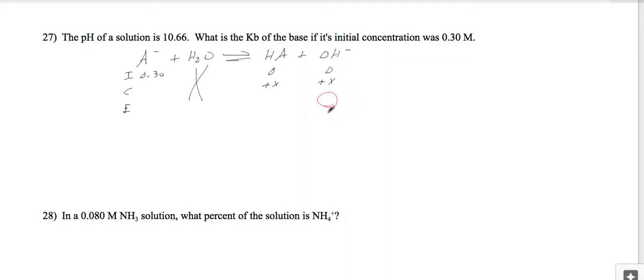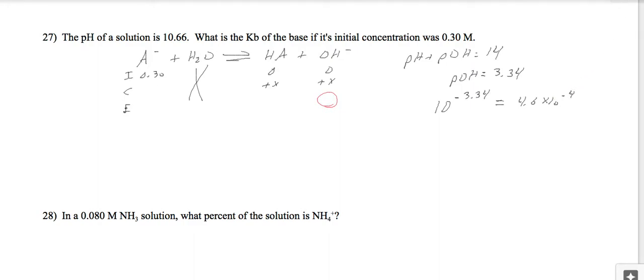You have to be careful with this problem though, because we're given a pH and we have a hydroxide ion concentration. So before we can do the rewrite, we have to do this: pH plus pOH is equal to 14. That means that our pOH is going to equal 3.34. So if I have a pOH equal to 3.34, I can do 10 raised to that power. And that gets me my concentration, 4.6 times 10 to the minus 4th.